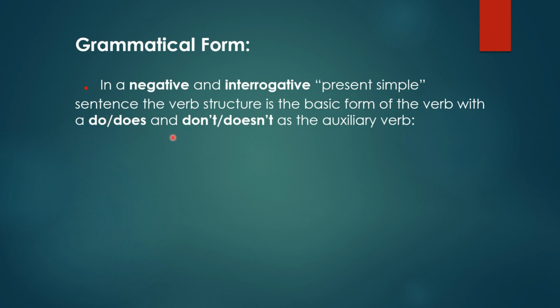In negative and question forms of present simple, the verb structure is the basic form of the verb with an auxiliary verb that we bring into the sentence: do and does for question forms, don't and doesn't for negative form.